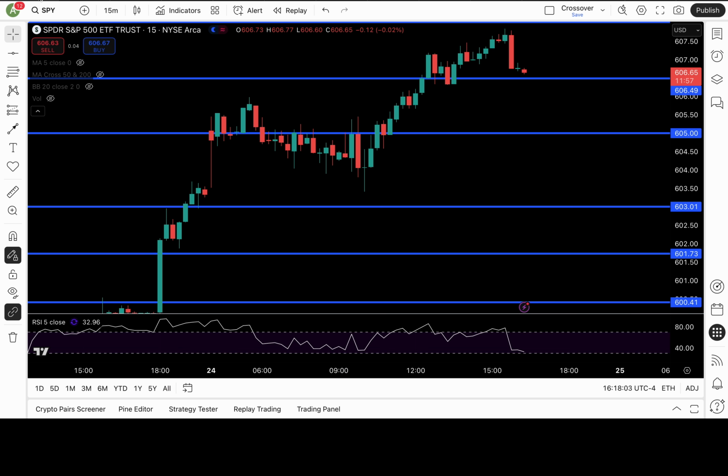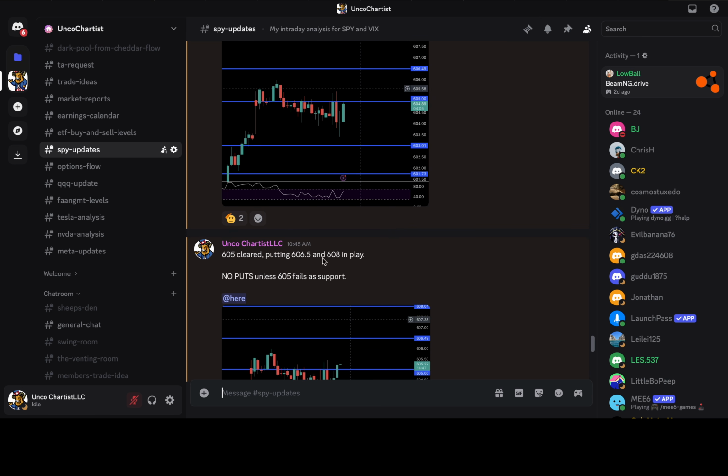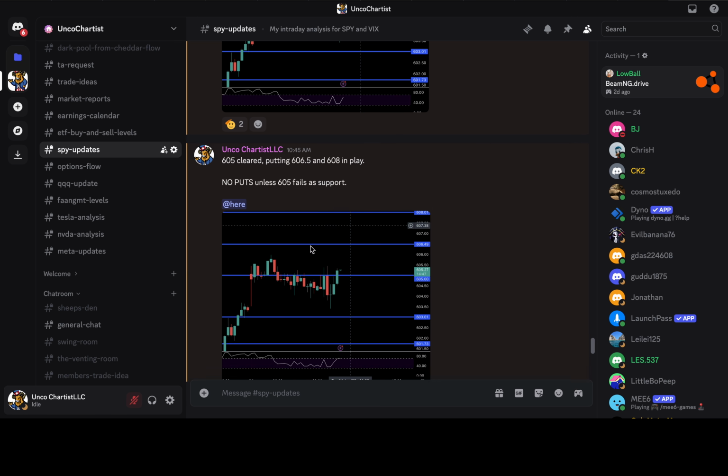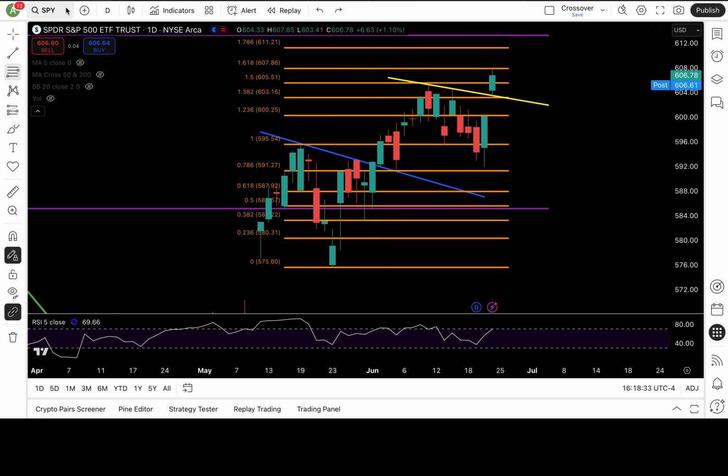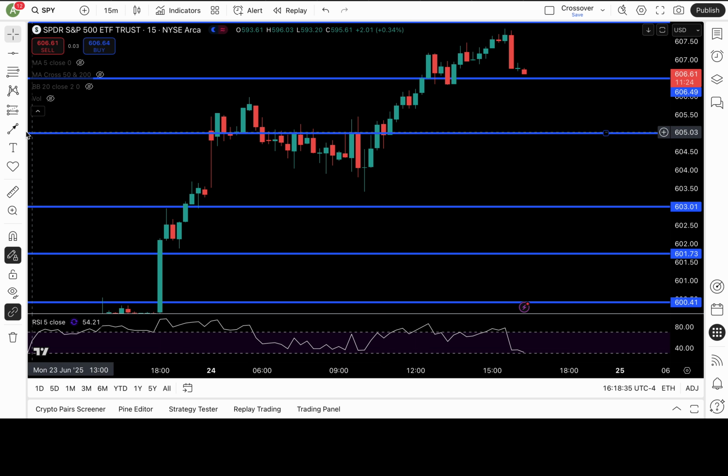So pretty much, if we look at the 15-minute chart, I was looking to enter calls, bet to the upside, if we can clear 605, and I would have looked to enter puts and bet to the downside if we broke down 603. But I followed the price action. Whatever the price action gives me, I don't argue with it. If it gives me a bullish setup, that's what I play. In this case, I mentioned to my Discord members, 605 cleared, 606.5 and 608 in play. And the reason I wrote that is because it cleared on the 15-minute chart.